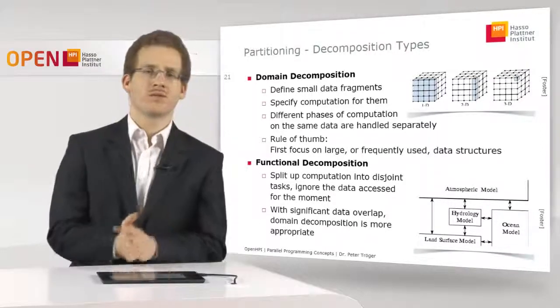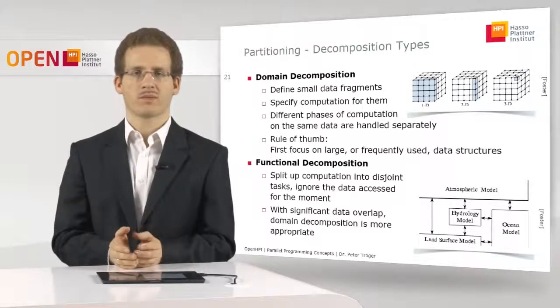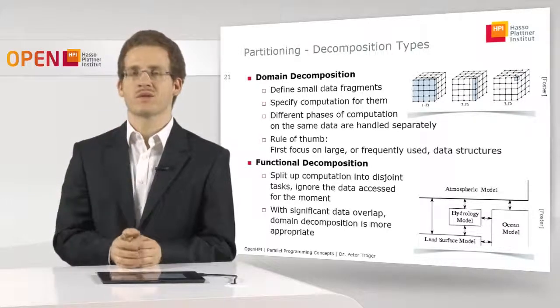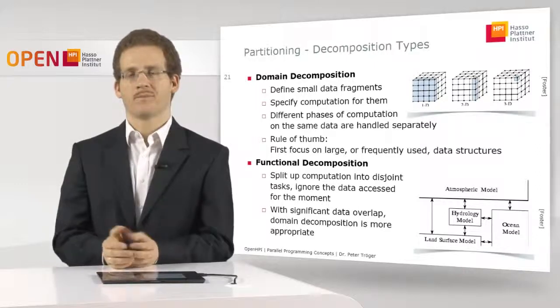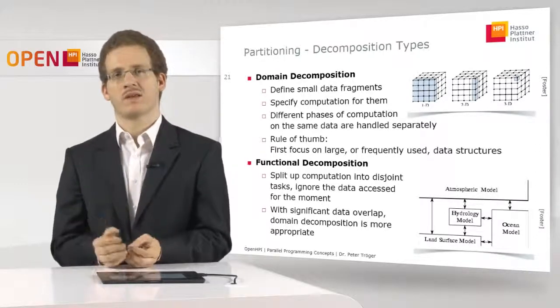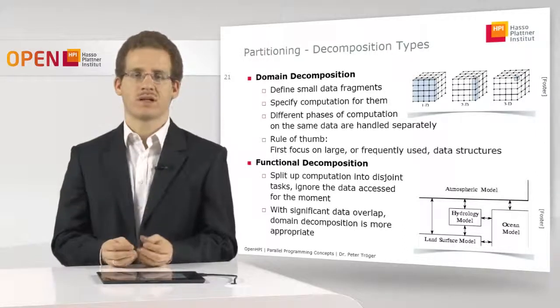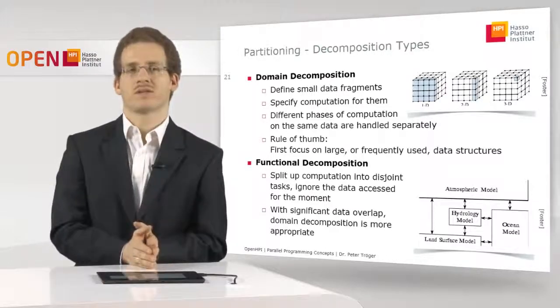With functional decomposition, you typically have some kind of scenario for your problem. For example, here the picture tries to represent a weather simulation scenario where we have an ocean model and an atmospheric model. And it is tempting now to say that we do a functional decomposition based on the different models because they can in themselves compute their own results and afterwards exchange them.